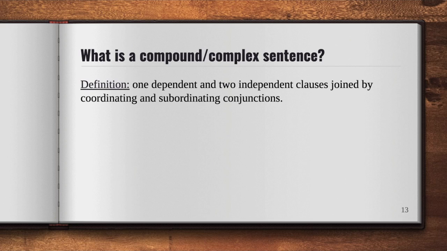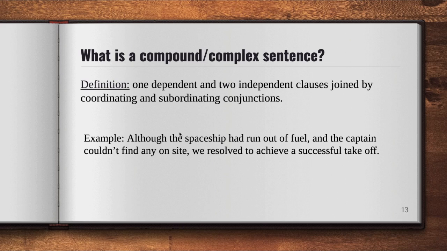Then we have a compound-complex sentence. This has one dependent clause, and you should really never have more than one dependent clause in a sentence. And then 2 or more independent clauses joined by a coordinating and a subordinating conjunction.